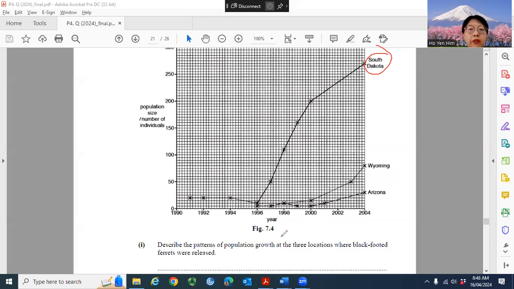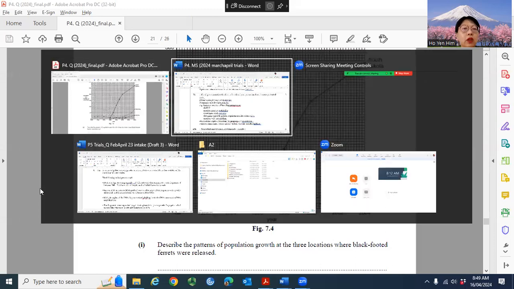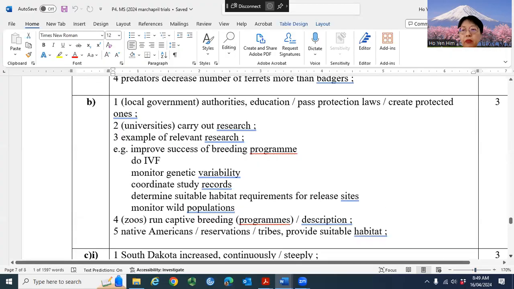Hello, why got no line? From here all the way to here is for South Dakota. Warming is from here all the way to here. I have to describe the whole pattern. Arizona from here all the way to here. So this is how you describe. Then one more mark is to quote the figures. So there are more than enough points to score the 3 marks. Okay, so let's look at the mark scheme.